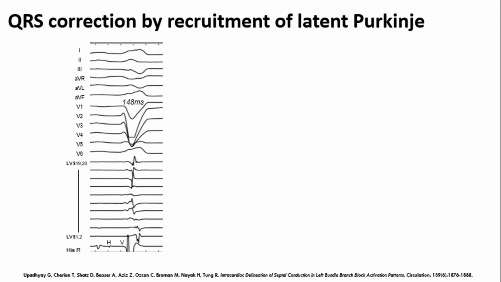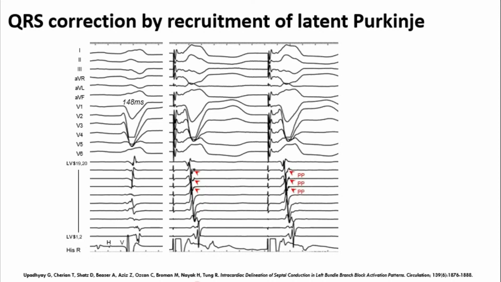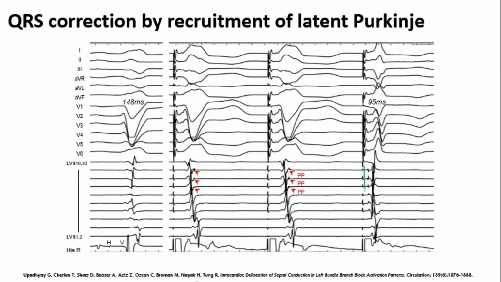Returning to a question that we had earlier, how could the QRS be corrected by His bundle pacing? Here we performed right-sided pacing via a quadrupolar diagnostic catheter, and we note that there are high-frequency signals just after the local ventricular electrograms recorded on the left septal surface, and that these Purkinje potentials we speculated or hypothesized are then recruited with increasing output. So we're able to recruit these Purkinje potentials now before the QRS and are therefore able to recruit latent Purkinje to narrow the QRS.